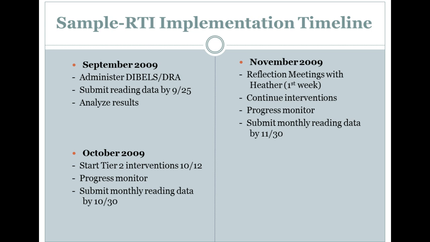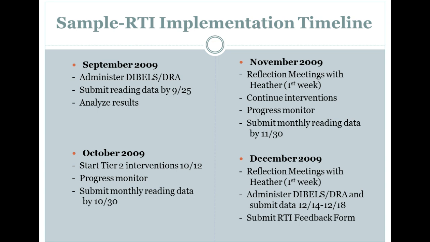In November, I held data reflection meetings with each classroom teacher to go over the formative progress monitoring data that they submitted. We continued the interventions, we continued progress monitoring, and then again at the end of the month, they had to submit monthly reading data. So you can see the pattern here. Then the first week of December, I held data reflection meetings, and then we administered our mid-year benchmarking tool, which was DIBELS and DRA, and then I wanted to get feedback from them on RTI. So that was how I set this up.